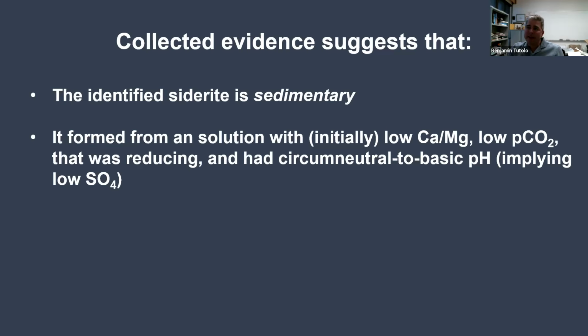We can say that based on the fact that the iron is in its reduced state in this siderite mineral structure, and that it had circumneutral to basic pH, because at very low pH, the siderite solubility is exponentially higher than at a neutral pH, and we need, therefore, to be at fairly neutral pH to have enough iron and carbonate in solution to make iron carbonate. So that implies, again, low sulfate in the initial solution.